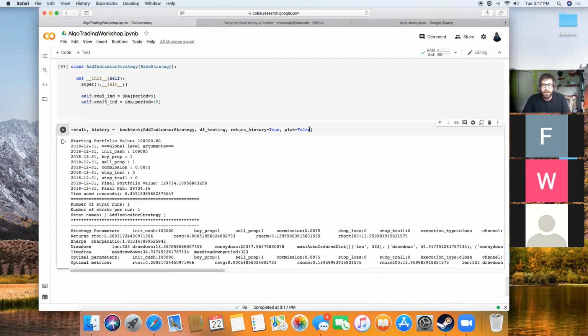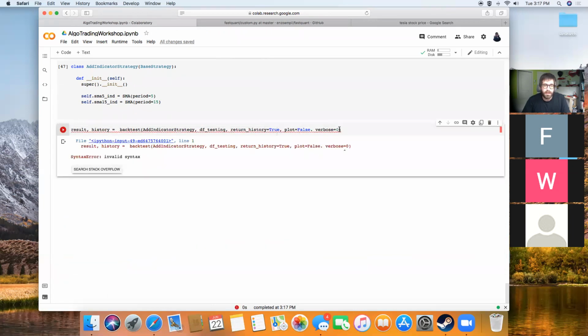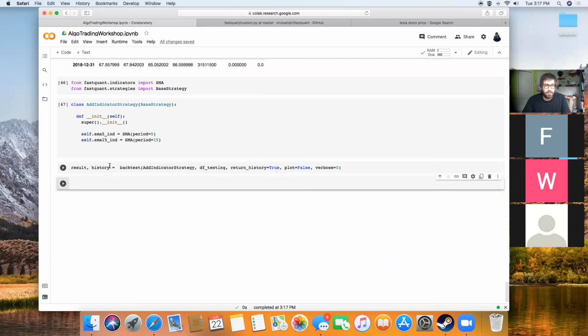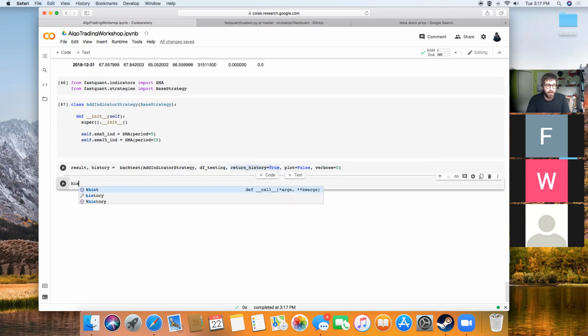Let me also add one parameter, which is the verbose. Let's make it 0. Okay, I think we can make it false. No, it's because you have a dot instead of a comma. Okay. Yeah. Just to not get the verbose text. So now we ran the actual backtesting, but we don't care about the result. We don't care about the plot. We only care about the return history. So this is what we get from the history.